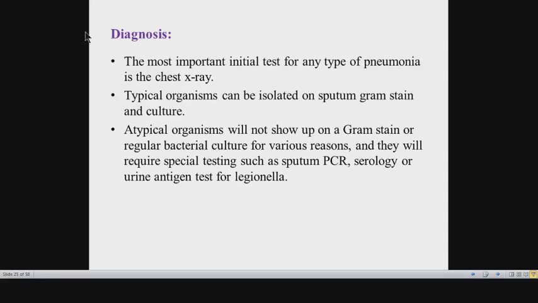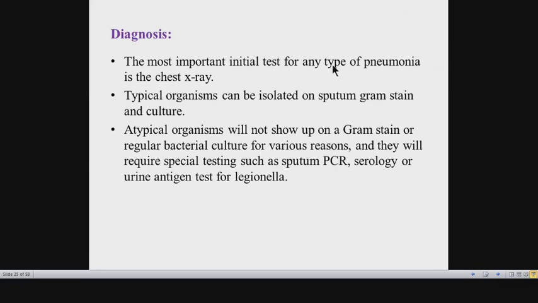So let's talk about the diagnosis of pneumonia in general. The most important initial test for any type of pneumonia is chest X-ray. So the best initial investigation or diagnostic test whenever you are suspecting pneumonia is chest X-ray. Chest X-ray can show us features of pneumonia, and along with that, chest X-ray can also show us complications which can result from pneumonia, like pleural effusion, empyema, or lung abscess.